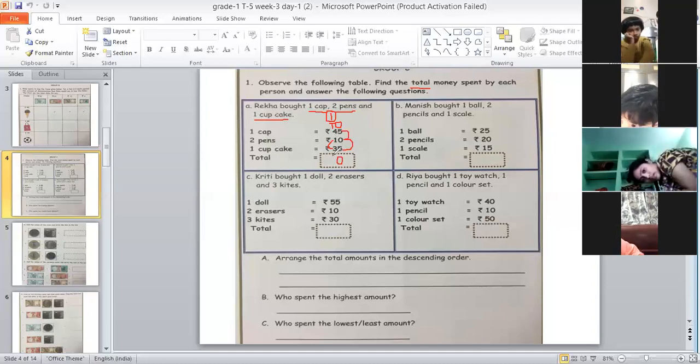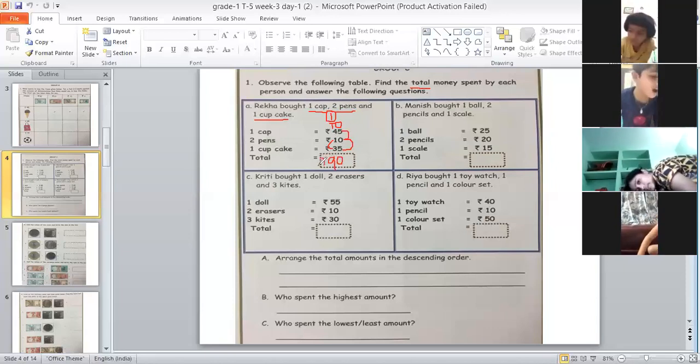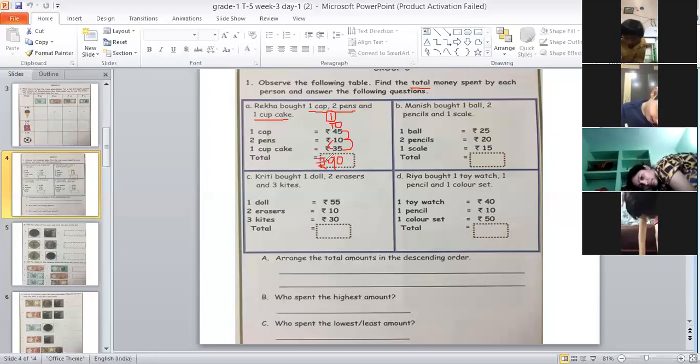We have to add this carryover also, no? 9. Very good. So we write here 9. And don't forget to make your rupee symbol, children. So the answer is 9090 rupees. Okay, the answer is 9090 rupees. Fine. Note down this first one.